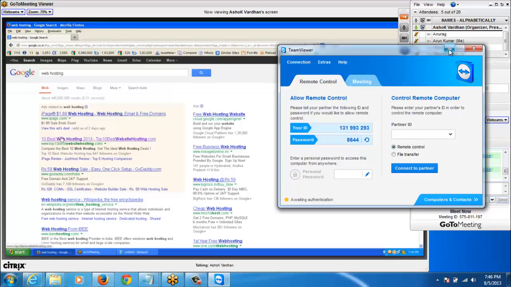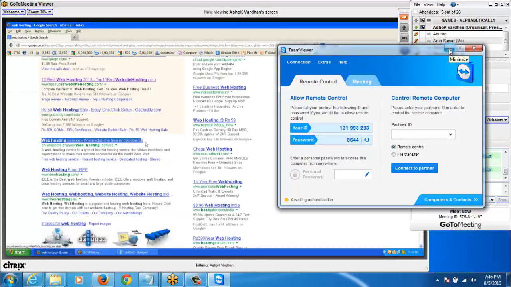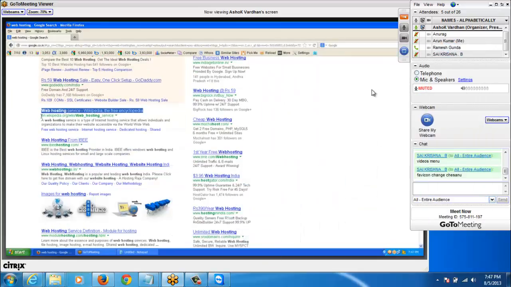For example, the password web hosting is 8644, my keyword. When you observe this keyword, 8644, this one is the title tag, right? This one is the URL structure. Okay, title and URL structure is over.